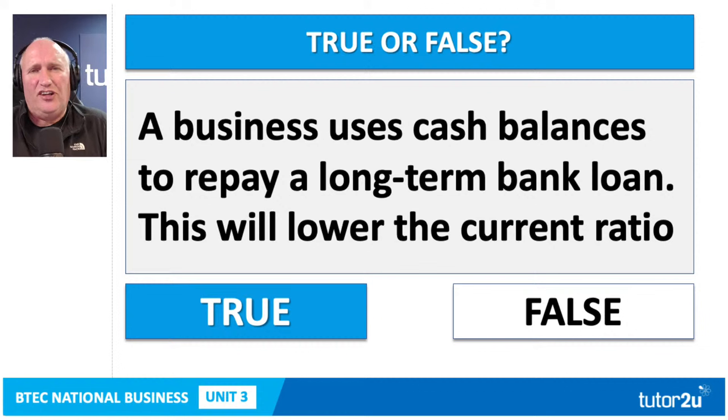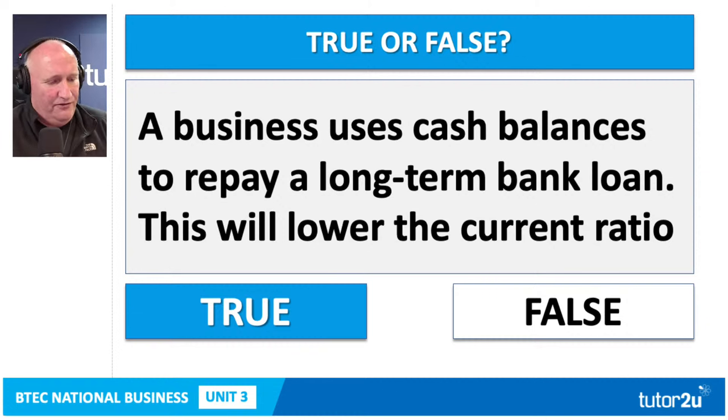Okay, what about this one? Now, here's a situation. A business uses its cash balances to pay or repay a long-term bank loan. Will that lower the current ratio? So again, think about these ideas of what's in the current ratio, current assets at the top, current liabilities on the bottom. What happens if we use our cash to repay a bank loan, a long-term bank loan? Will that lower the current ratio? Is that true or false?